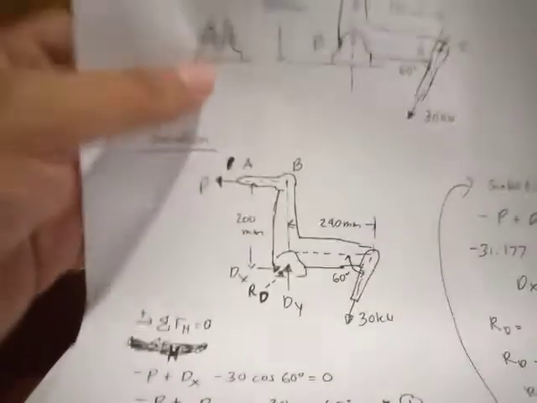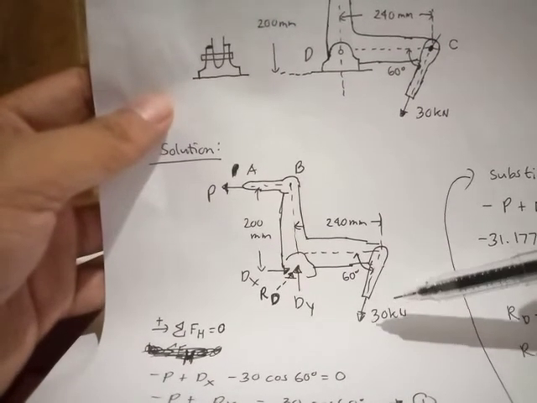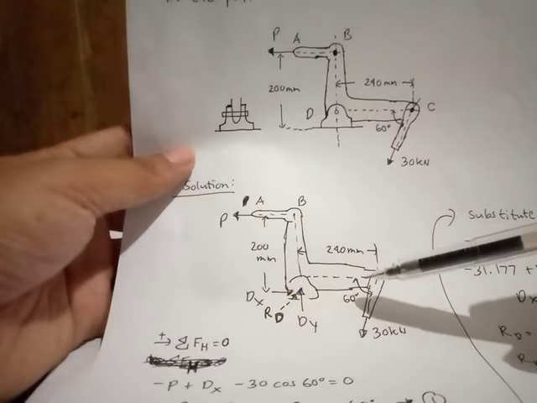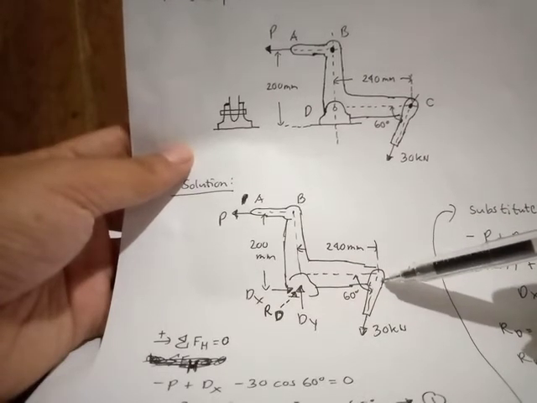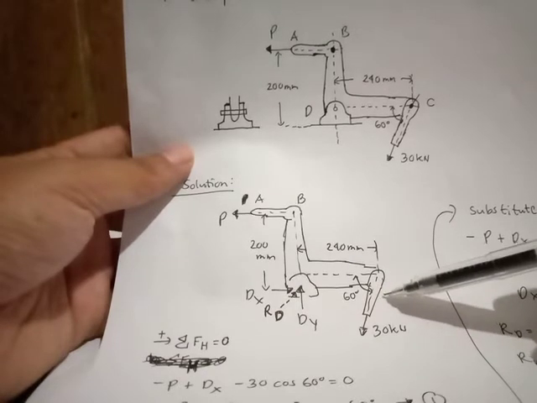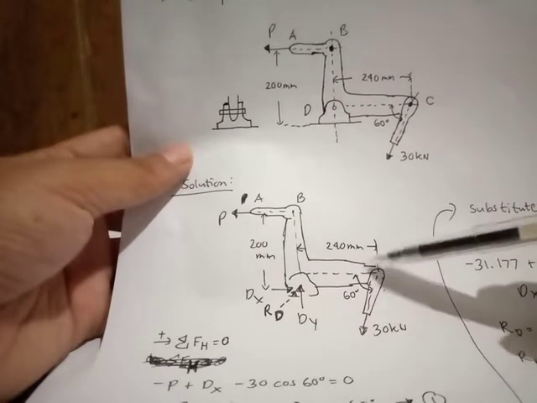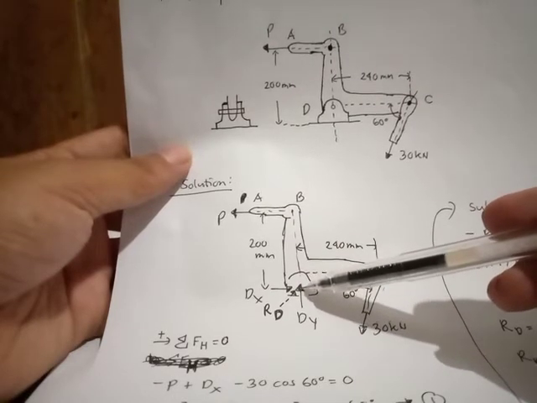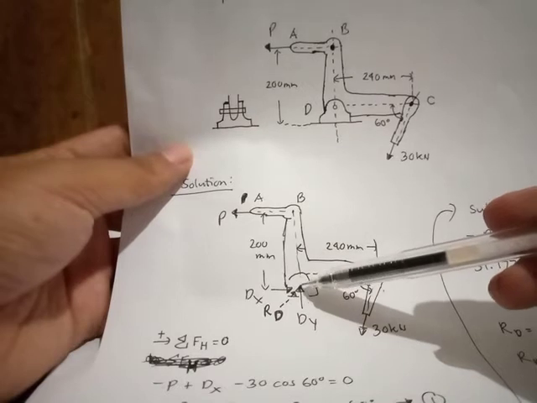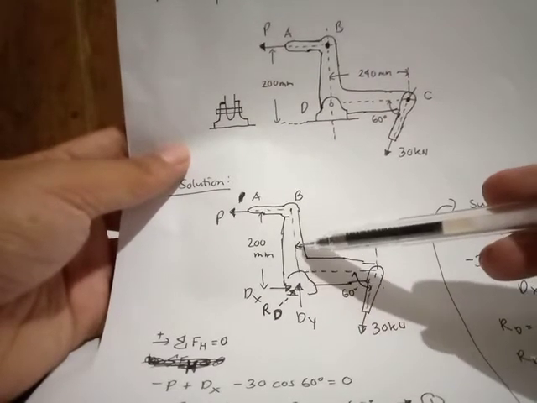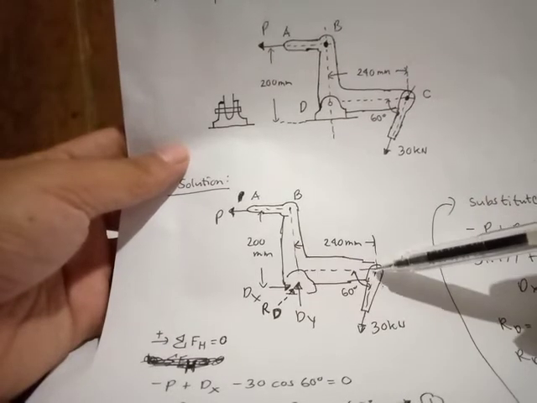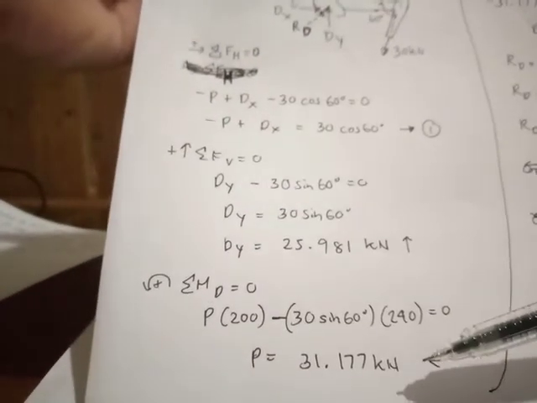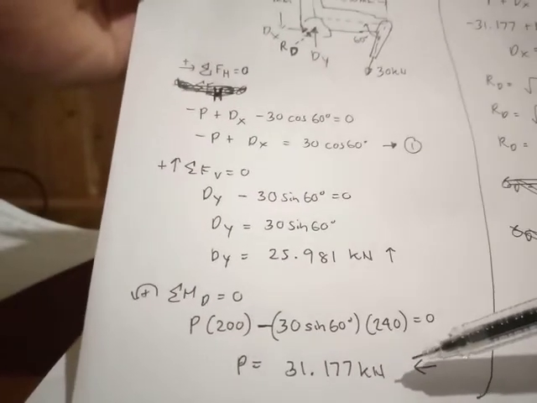Negative 30 sin 60 times 240. Kasi yung 240 natin, yung perpendicular distance ng y component ng 30 kN force natin. And this 240 mm is measured from the point we are having summation of forces with. Kasi nag-summation of forces tayo mula sa D. Magsukat ka ng perpendicular distance patungo dun sa point kung saan nangyari yung 30 kilonewtons. So, 240. Kaya ito 240, okay? Sana naalala nyo yung statics natin. Okay? So, we have 31.177 kilonewton.